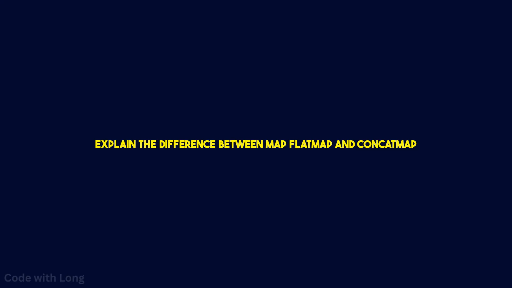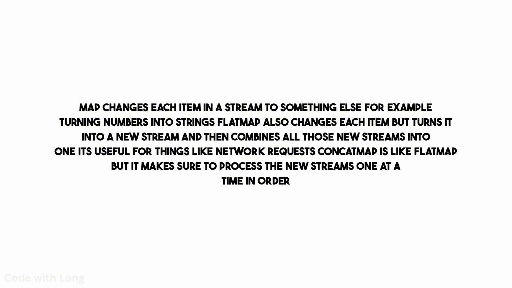Explain the difference between map, flat map, and concat map. Map changes each item in a stream to something else. For example, turning numbers into strings. Flat map also changes each item, but turns it into a new stream, and then combines all those new streams into one. It's useful for things like network requests. Concat map is like flat map, but it makes sure to process the new streams one at a time in order.